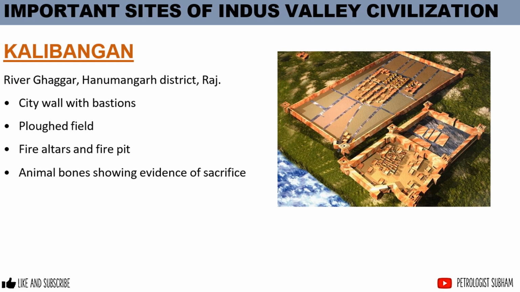Another site, Kalibangan, is on the bank of river Ghaggar. Hanumangarh district of Rajasthan is also very near to the Kalibangan site. City wall with bastions, ploughed field, fire altars, fire pit, animal bones showing evidence of sacrifice. Now see this pictorial representation of that Kalibangan city. Now you can see how planned and how fortified this town was.